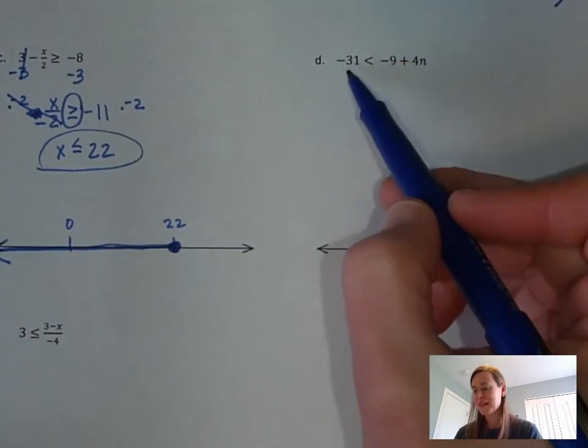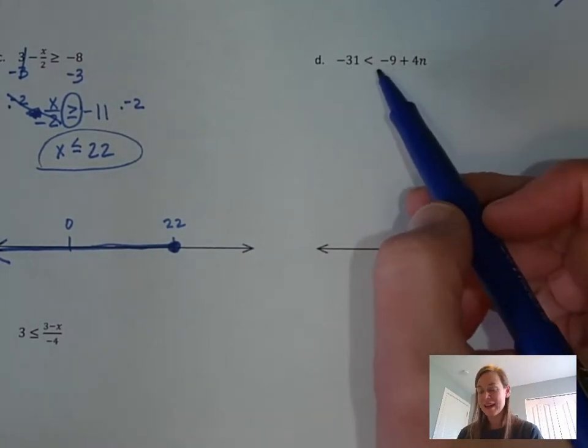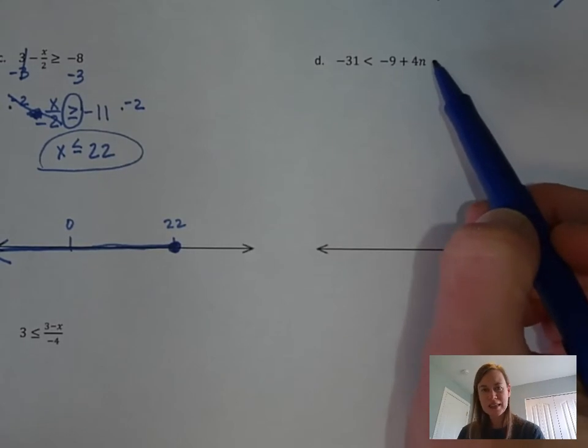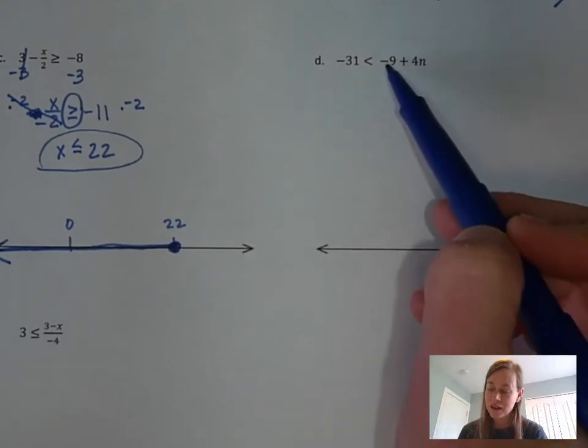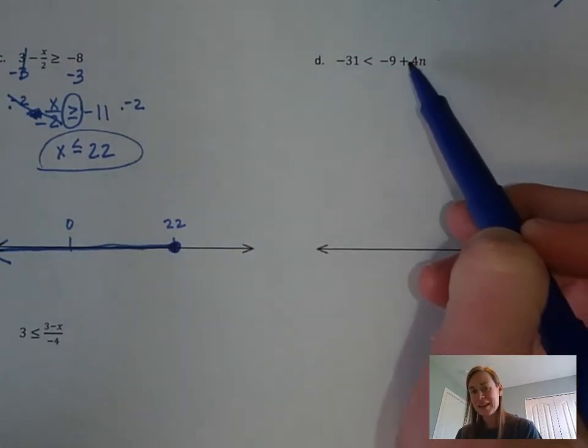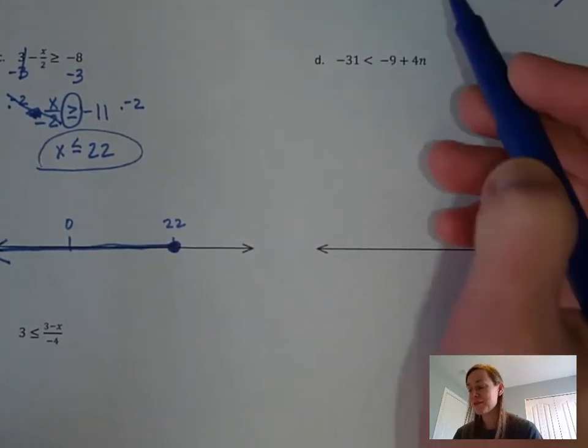Okay, negative 31 is less than 9 plus 4n. What are we going to get rid of first? As we're trying to get that n by itself, we need to get rid of the 9 and we need to get rid of the 4. Right now that 4 is stuck to the n, so let's not mess with it. Let's get rid of the 9 first.